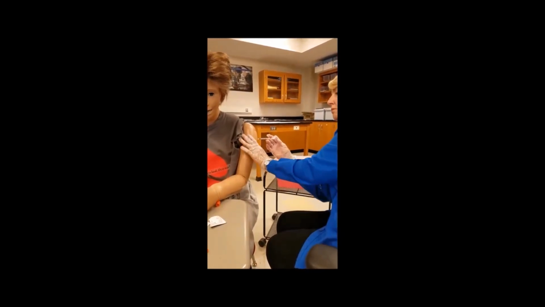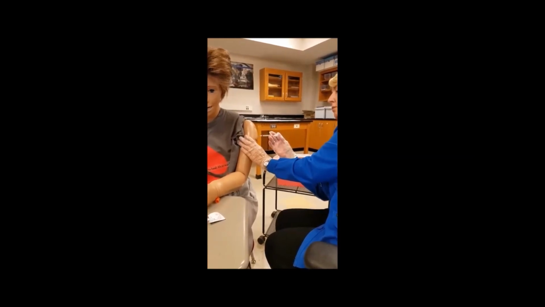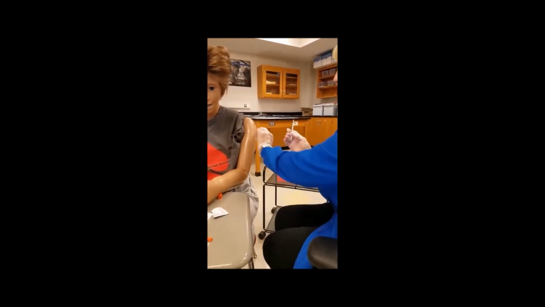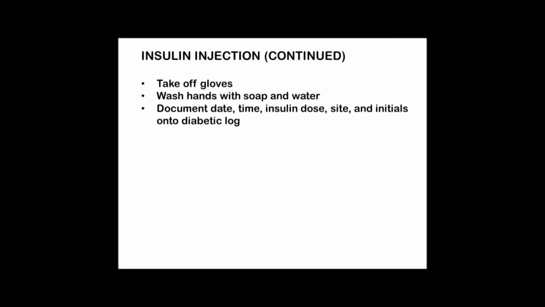Let go pinched area of skin. Count to 5. Withdraw needle from skin. Dab site with tissue if necessary. Dispose of syringe and needle into sharps container. Take off gloves. Wash hands with soap and water. Document date, time, insulin dose, site, and initials onto diabetic log.